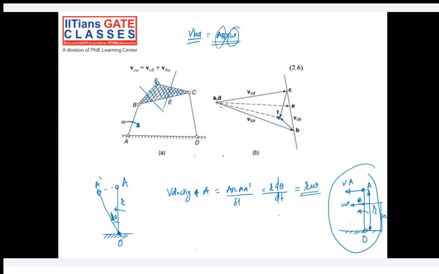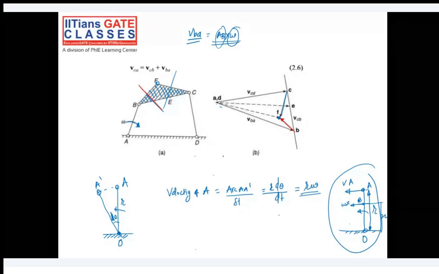Coming towards this diagram here, you can clearly see it's a slider crank chain. OA is a crank which is rotating in the clockwise direction. So the velocity vector will be in this direction, and this is VAO, and the value of it will be omega times AO, R omega basically.